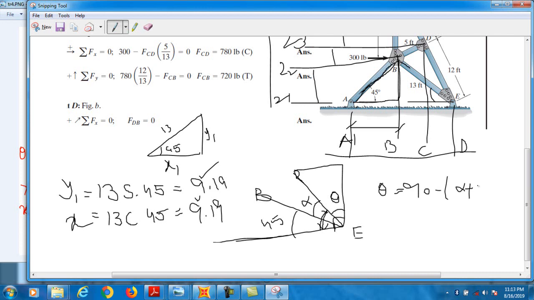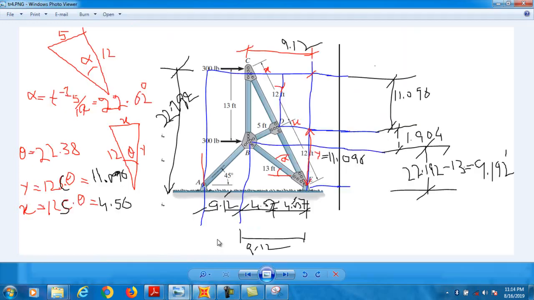plus 45 degree. Clear? So alpha is calculated, that is 22 point something, this is 45. Subtract this, you can get theta is equal to 22.38 degree, which is shown right there, 22.38. Clear? Now I will use this triangle because theta is known, one side is known.